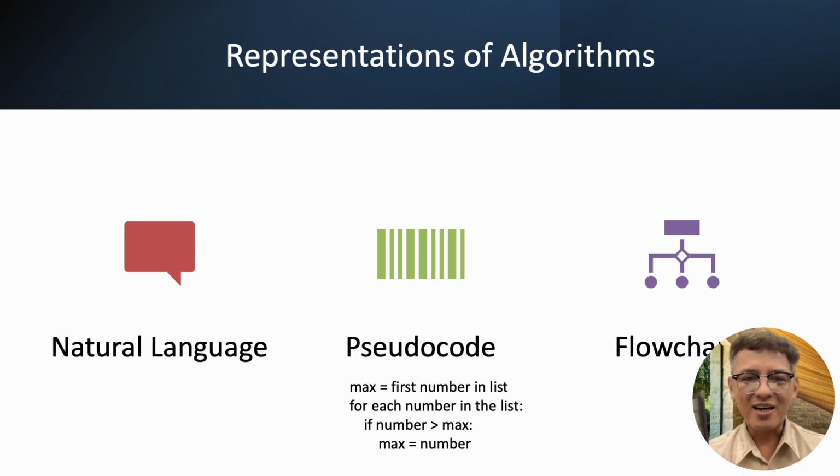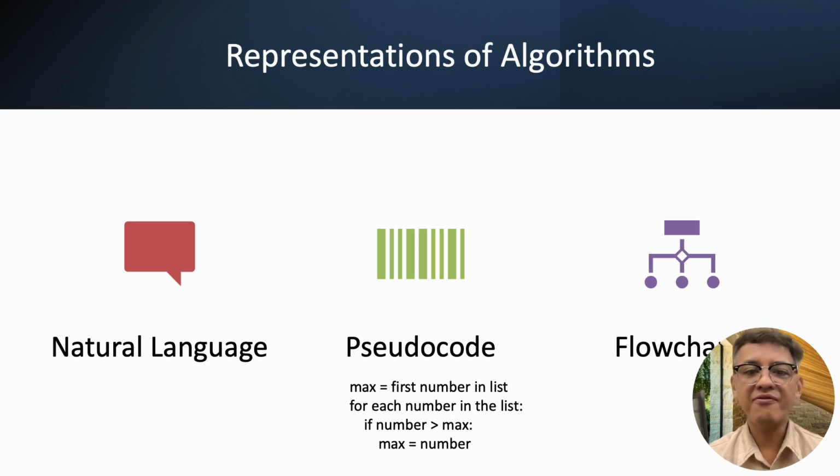So, para ma-avoid natin ang confusion, then pwede tayong gumamit ng pseudocode, which looks like programming, but is not tied to any specific programming language. For example, max is equals to first in the list. Now, for each number in the list, then if number is greater than max, then max is equals to number. This is clearer and easier to translate into an actual code.